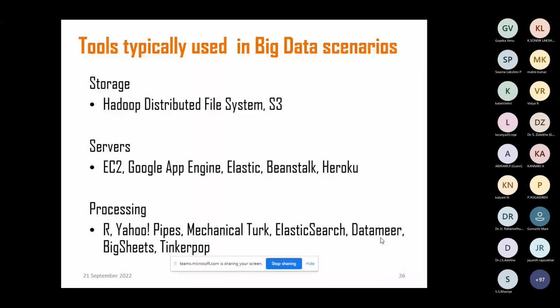And this tool more or less looks like a spreadsheet style of usage, especially used by business people, or business users working with big data. They especially make use of this particular tool, Big Sheet.